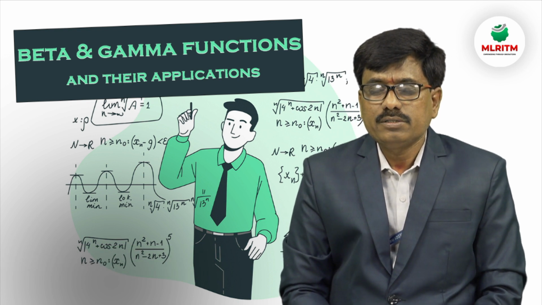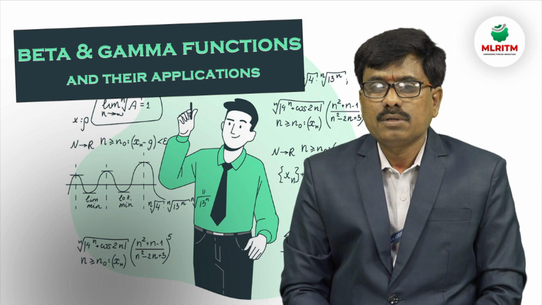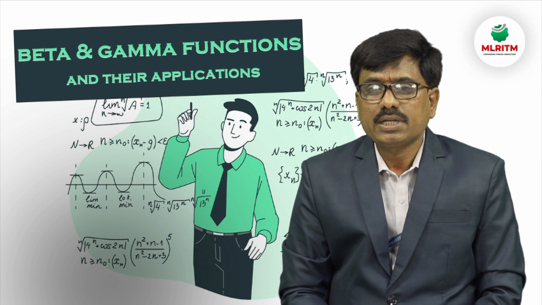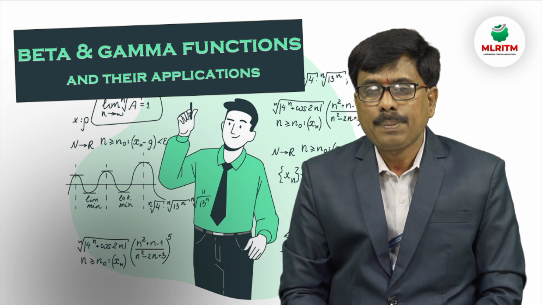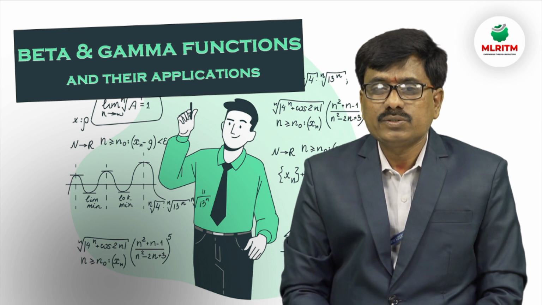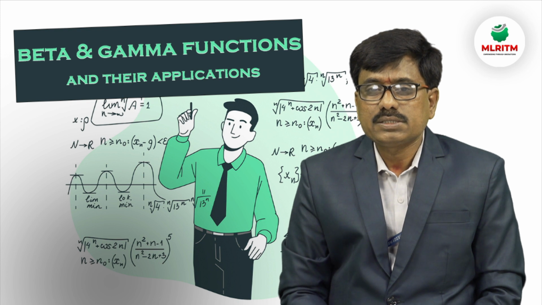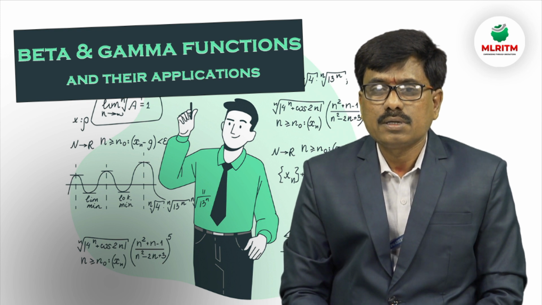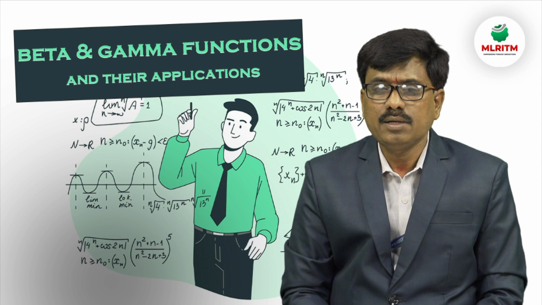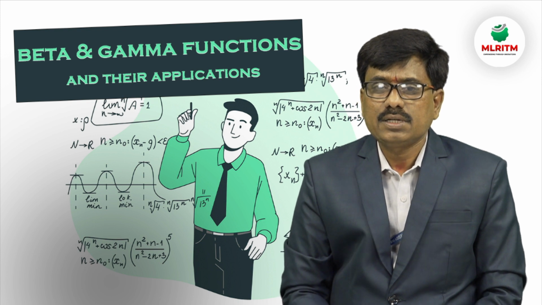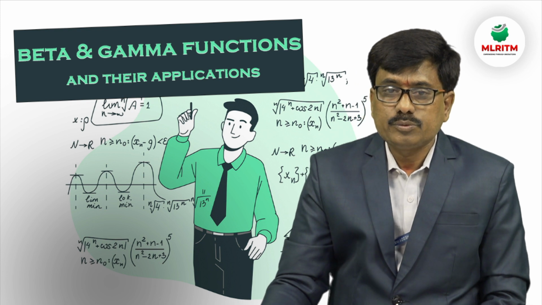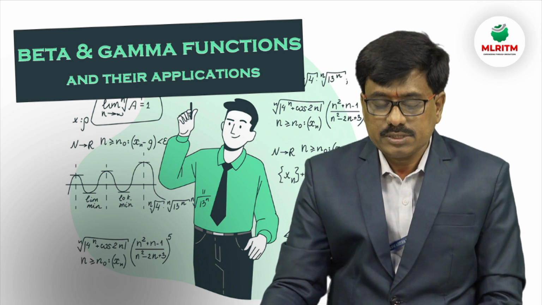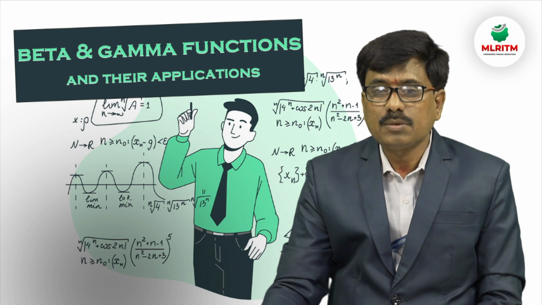In previous modules, I discussed Rolle's theorem and its geometrical interpretation, Lagrange's mean value theorem and its geometrical interpretation, and also Cauchy's mean value theorem, and expansions of functions as the Taylor series as well as the Maclaurin series. Further, I am going to extend the topic into special functions, which are the beta and gamma functions.